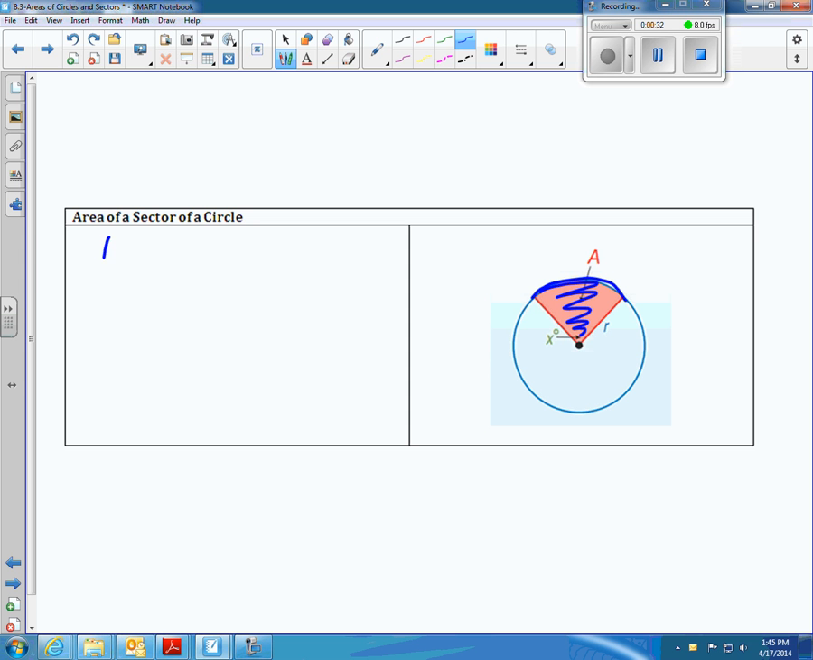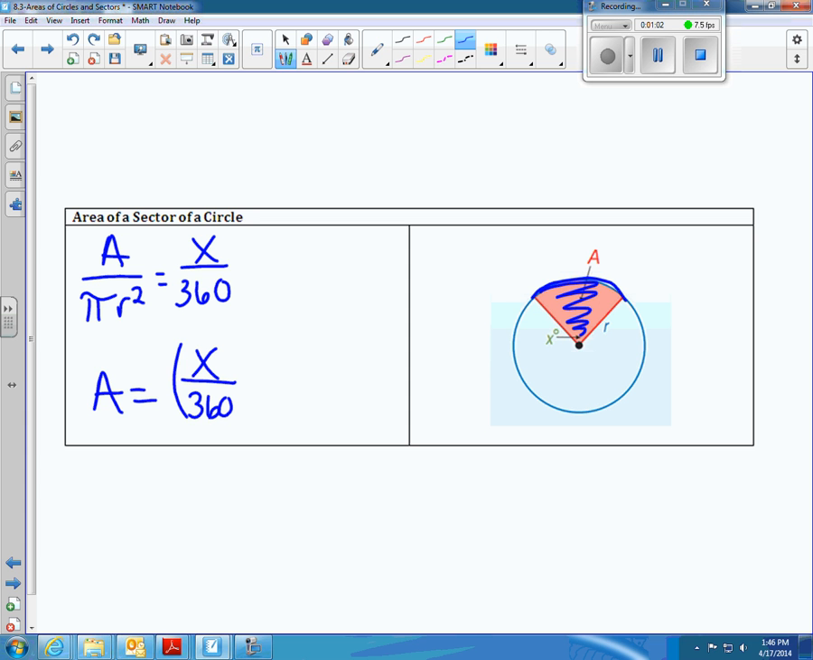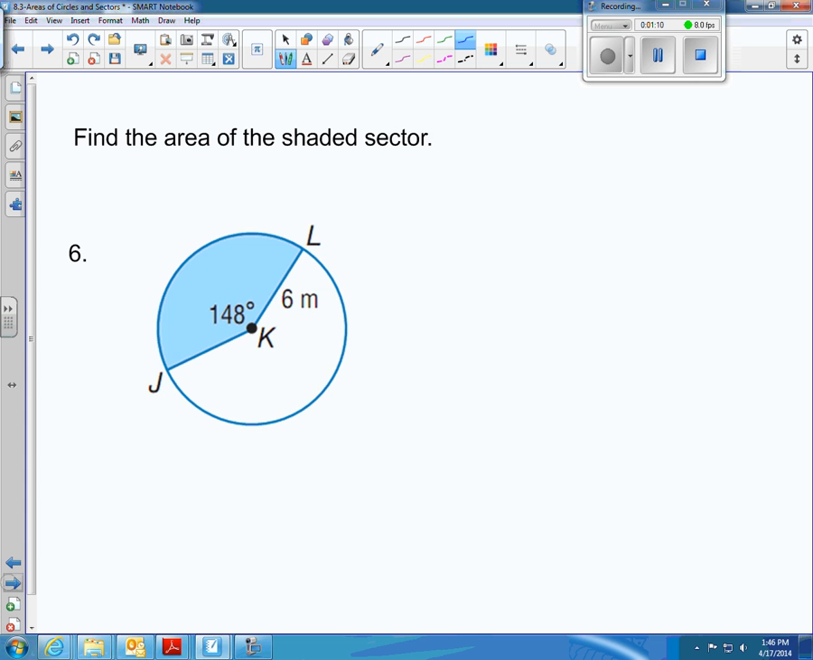We saw a similar formula when we did length of an arc. Instead of area, we talked about circumference. We had c over d pi. Now we're using the area formula for a circle, pi r squared. Let's get just that A by itself, so we're going to multiply both sides by pi r squared. So area is x, which is our angle, over 360 times pi r squared. We're going to use this formula to help us in the next 5 problems.